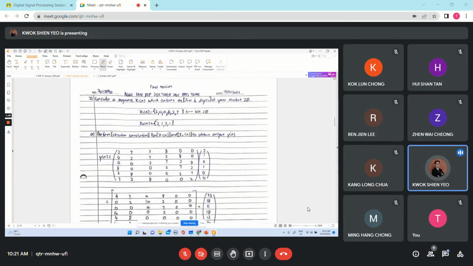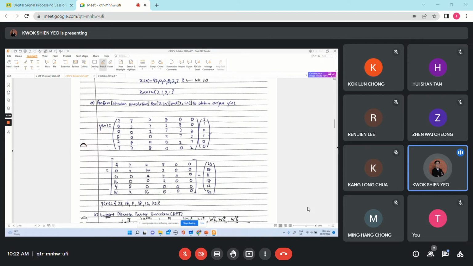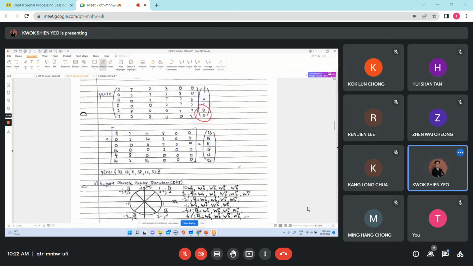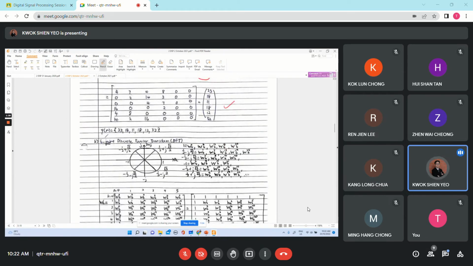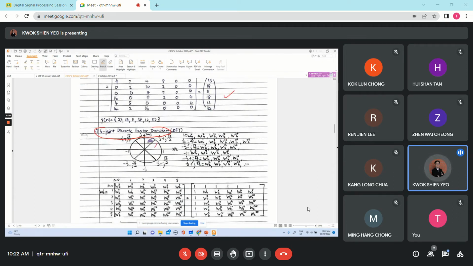All right, so how about this? Consider a sequence x1 and the first 6 digits of your student ID. Okay, so you are doing circular convolution. So you add 2 zeros here, then you got this. Then after that, you need to do a 6-point discrete Fourier transform. Okay, so there is 1, 2, 3, 4, 5, 6, 7, 8.